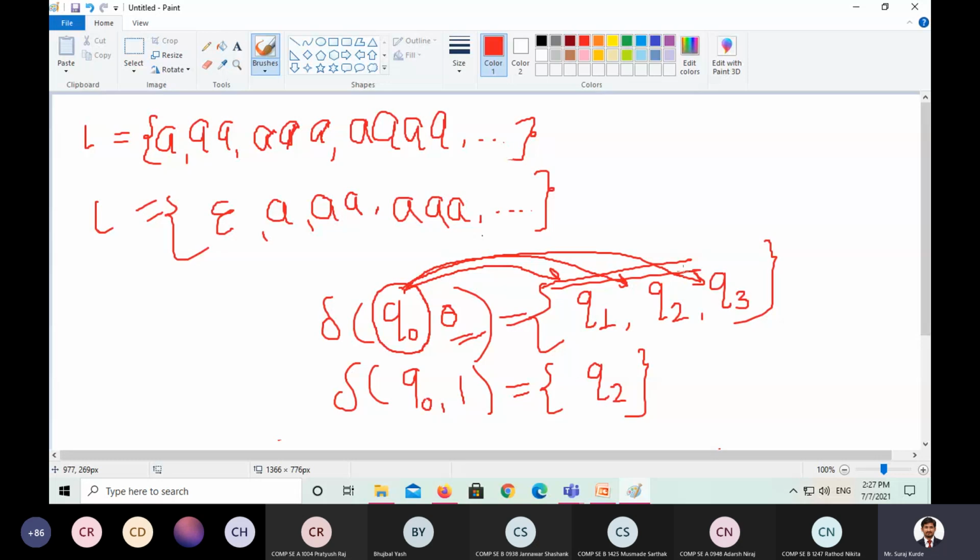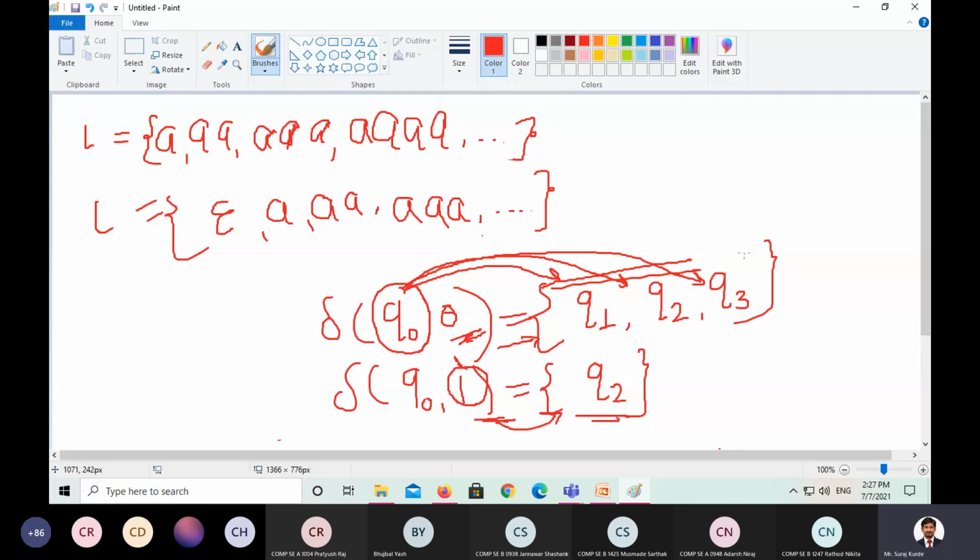This is for 0. Same way for Q naught, if input is 1, it may have a single next state, Q2. Now this input 1 is not having more than one next state. Here it is having only one next state, but for input 0, it is having more than one. It can be 2, 3, 4, any number of next states. It may have 10 next states.